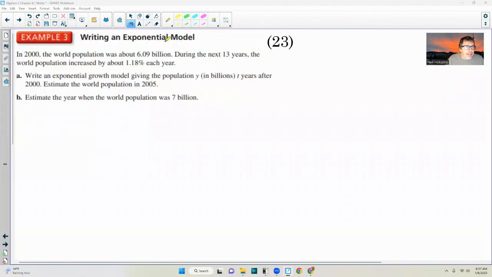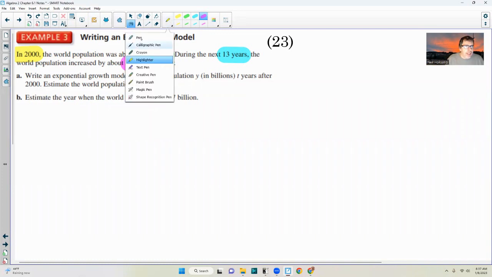Okay, example 3, writing an exponential model. So it says in 2000, the world population was about 6.09 billion. And then it says during the next 13 years, the world population increased approximately 1.18% each year. So that's all the data that they gave us. And now we can write a function from that.